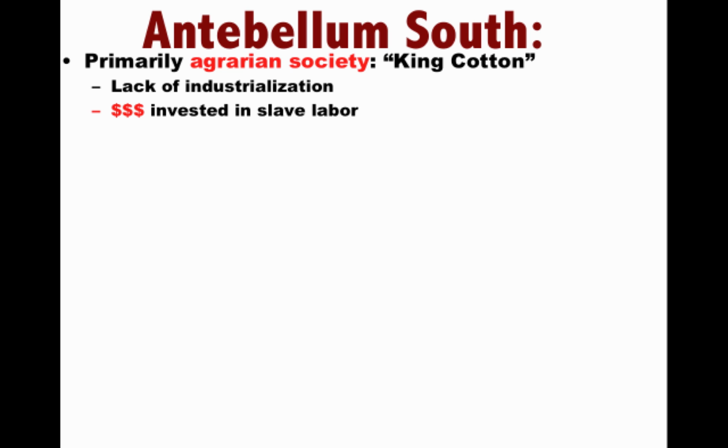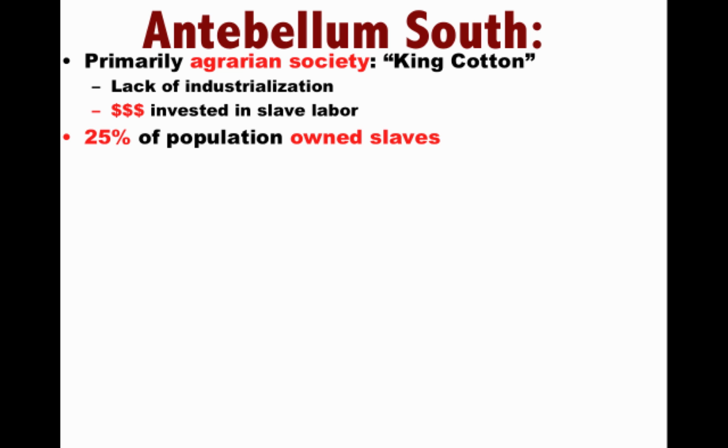So we're going to take a look at the Antebellum South, the pre-Civil War South. What did it look like? A couple things. One is, obviously, it was a primarily agrarian society. Cotton is king. There's a lack of industrialization. There's really no need, if you're a Southerner, to industrialize because your money, your capital, was invested in slave labor. So you don't have the funds to industrialize, nor do you have a real desire to do so.